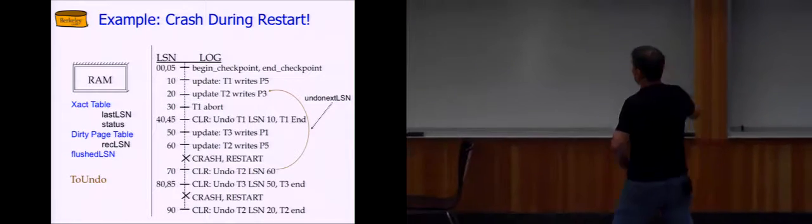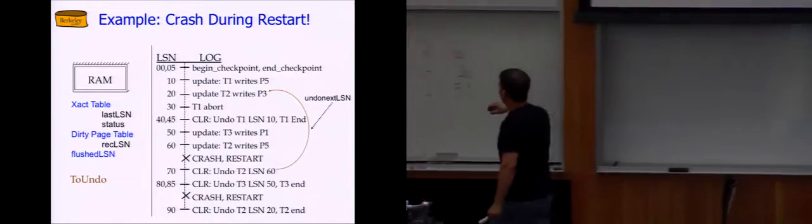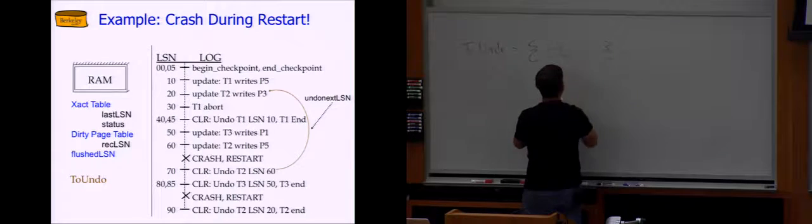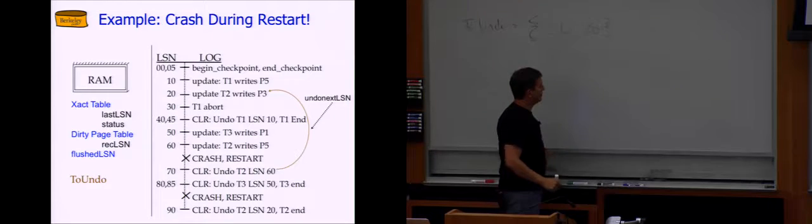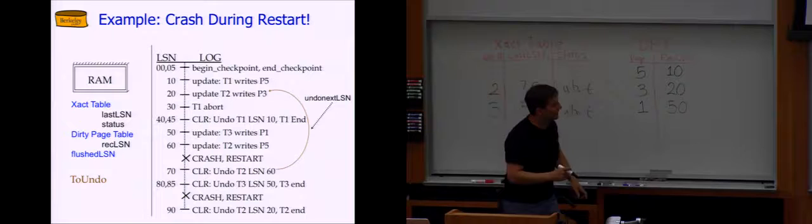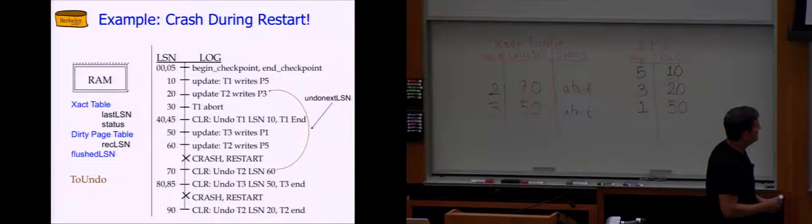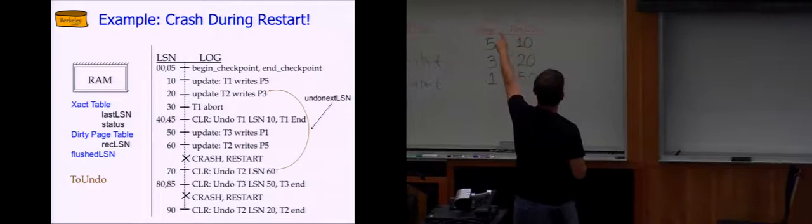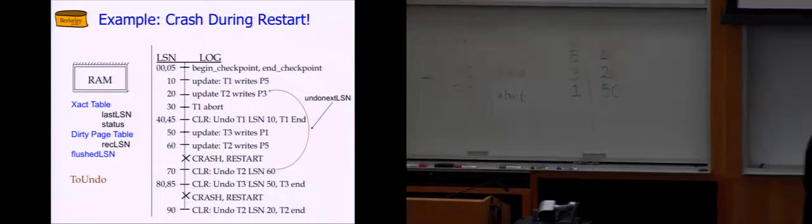All right. 80, so that removes, by the way, the undoNextLSN now goes into ToUndo. So we dealt with 60. We've got to throw 20 in here now, because it's the next thing to undo in that current transaction. All right, sorry. And then we move on. What's the largest value in ToUndo? It's 50. So we're going to do a CLR.